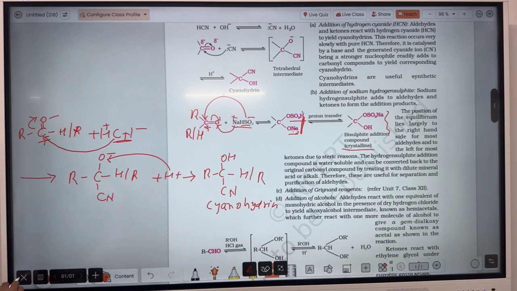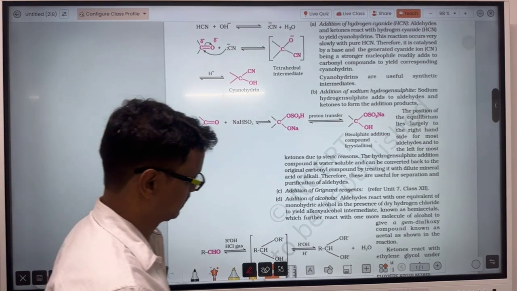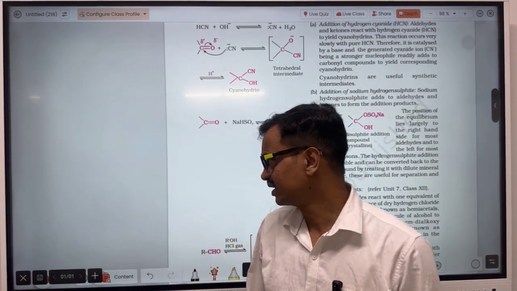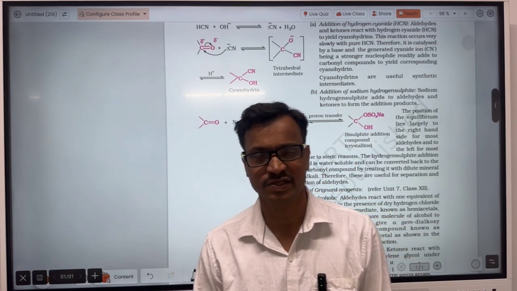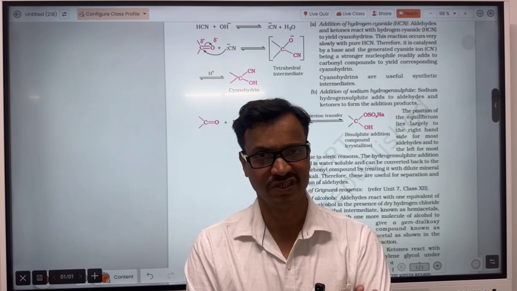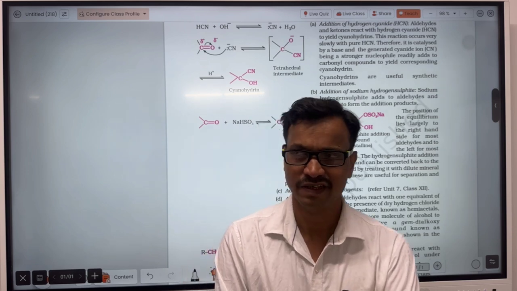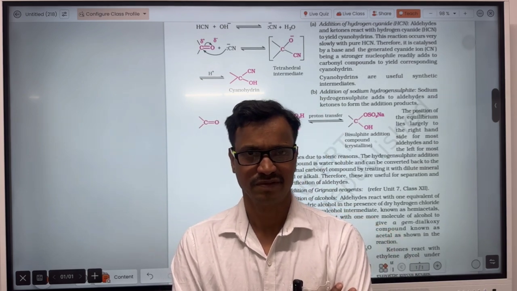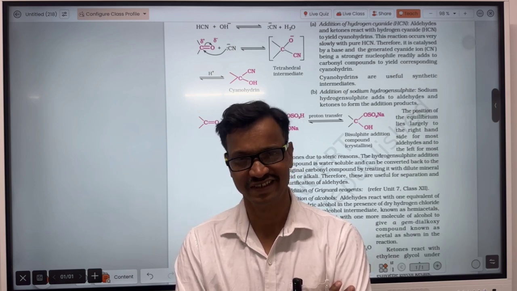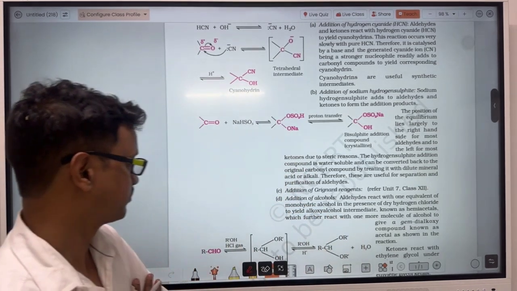Then after this comes the addition of Grignard reagent, which is very easy. I think I have taught you this, but maybe you can watch the other videos, where I have explained the reaction of aldehyde and ketone with Grignard reagent. But here also we will discuss the addition reaction of Grignard reagent with aldehyde or ketone. The procedure is the same. The product will be different in the case of aldehyde and ketone, but the class of the compound will be the same. Let's see here.